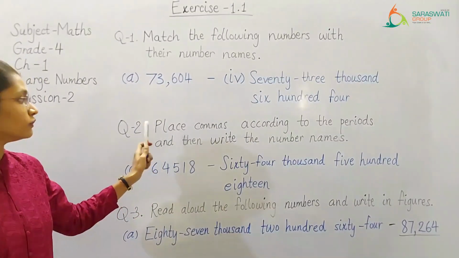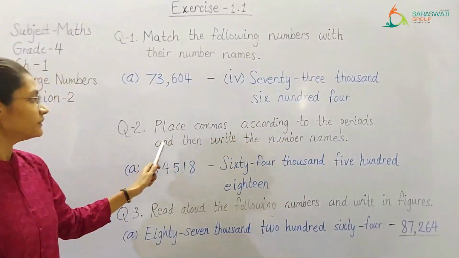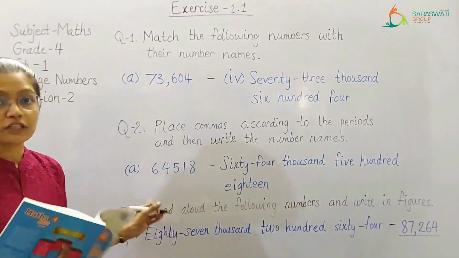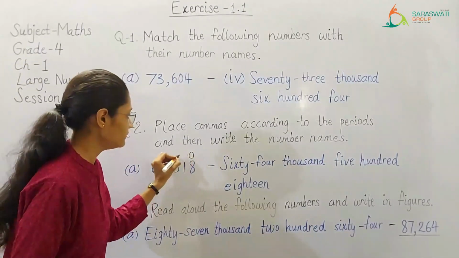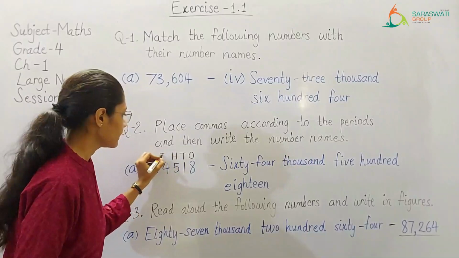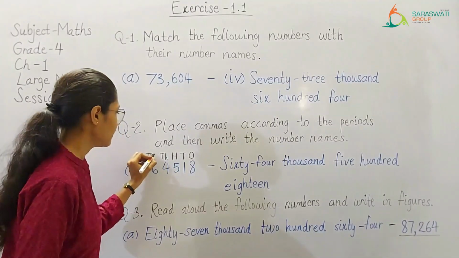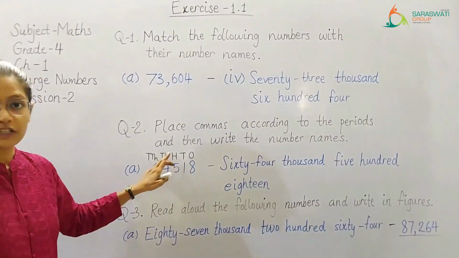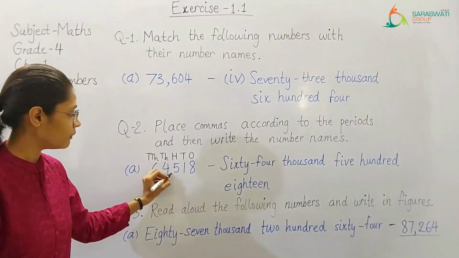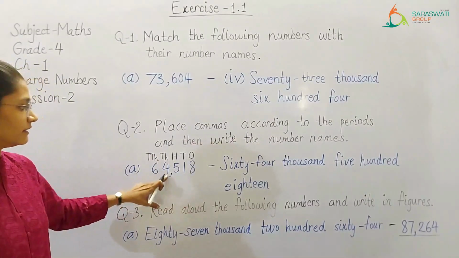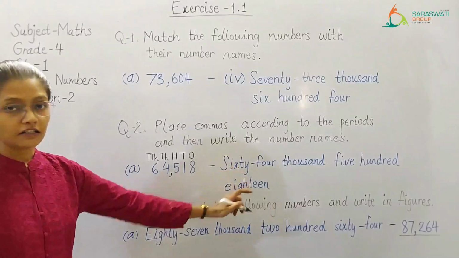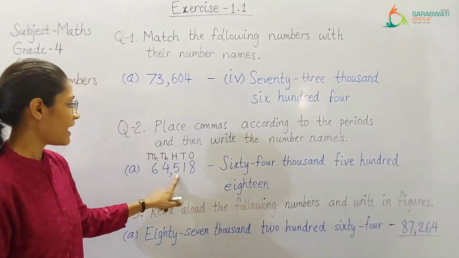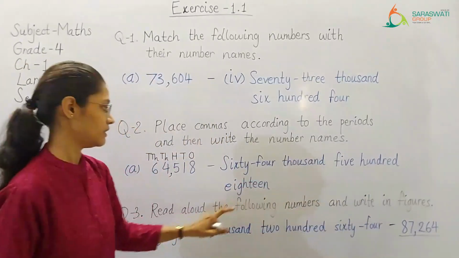Now in second question, you have to place the commas according to the periods and then write the number names for the numerals given. So you can note down the places above each digit. So ones, tens, hundreds, thousands and 10,000s. Now we know that ones period has ones, tens and hundreds places. So we will put comma over here, separating the ones and the thousands periods. Then writing the number name starting from the highest period. So 64,580.